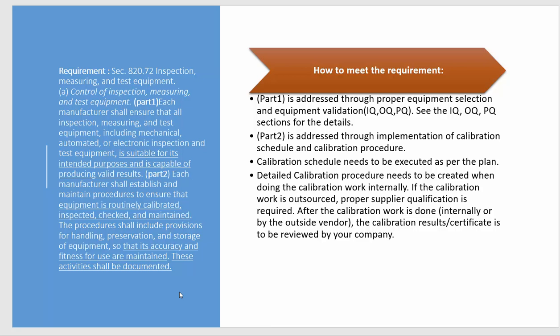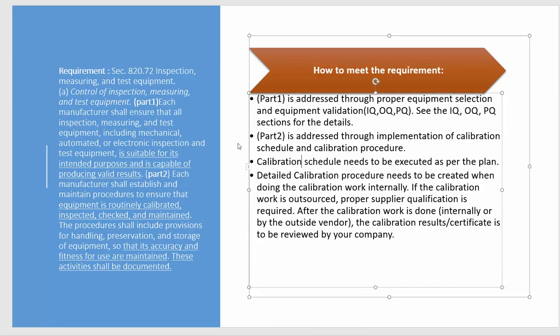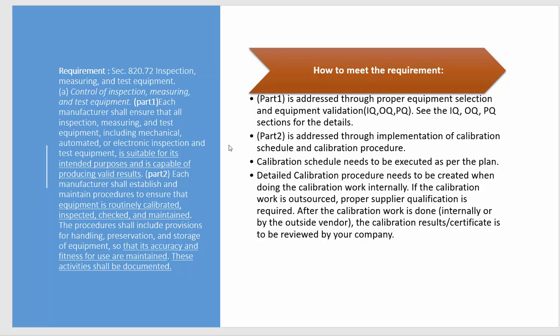The second part is that each manufacturer shall establish and maintain procedures to ensure that the equipment is routinely calibrated, inspected, checked, and maintained. This can be addressed through the implementation of a calibration schedule and calibration procedures. The schedule needs to be executed as per plan. If there is any deviation in the schedule, you need a deviation record to make sure that the adverse impacts have been evaluated and documented.